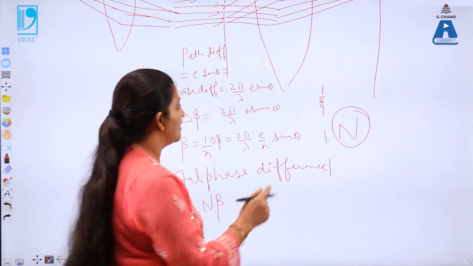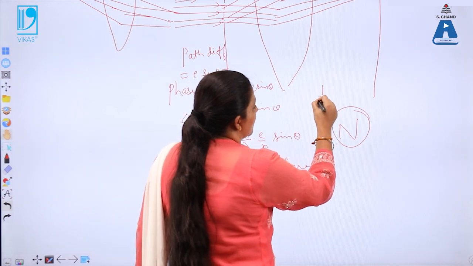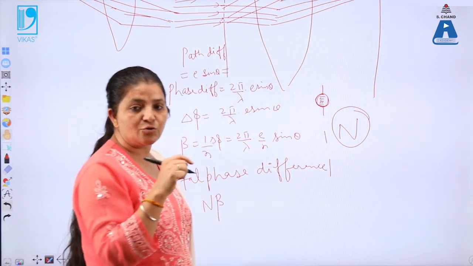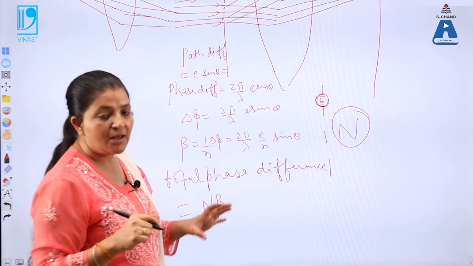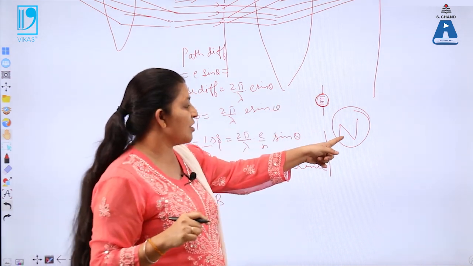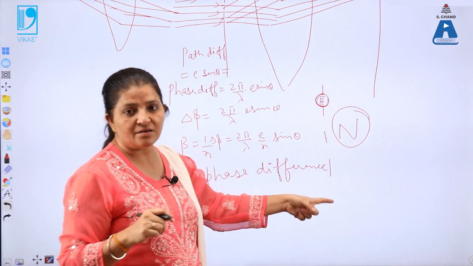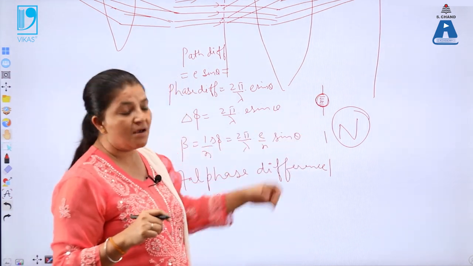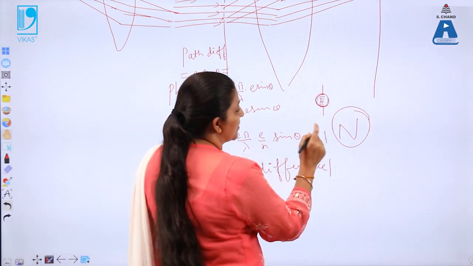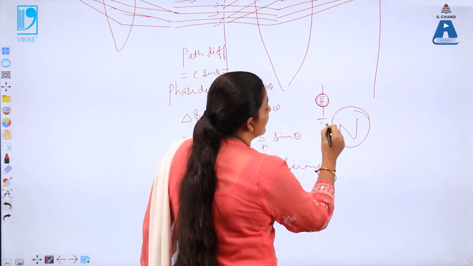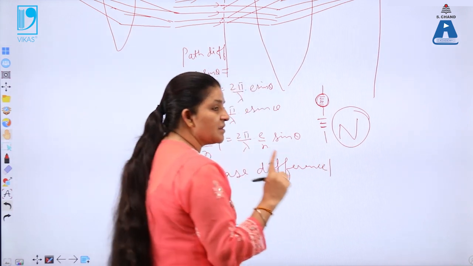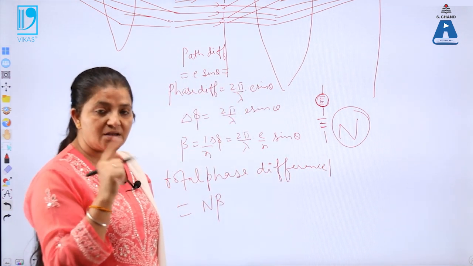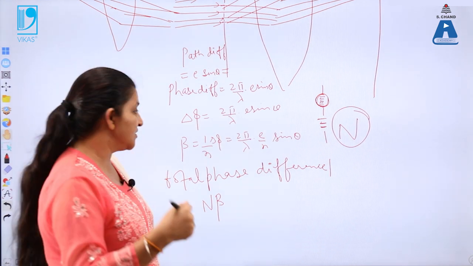What is small n here? Small n is the number of parts into which the single slit is divided. What is capital N? Capital N is the number of slits on the grating, while small n is the number of parts into which the single slit is divided. The single slit is divided into small n number of parts, and capital N is the number of slits present on the grating.